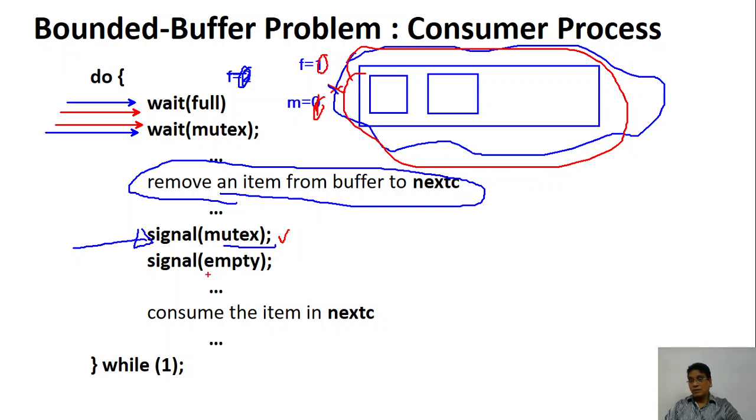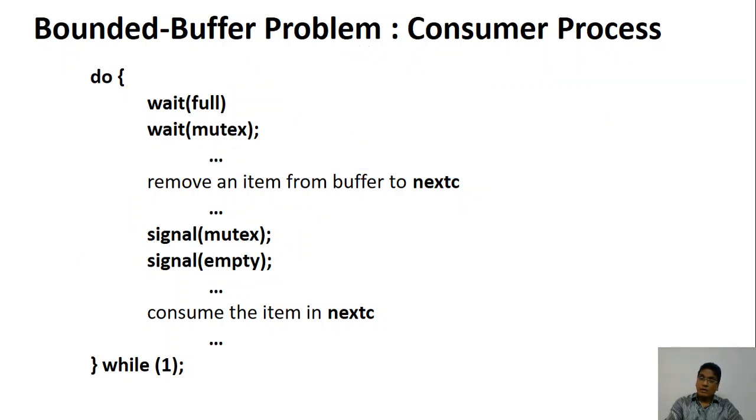What about the empty? Remember, what is the signal empty? There were two items there initially. Let me change the color. Okay, there were two items where F is equal to 2. You remember that. The first consumer will reduce it to 1. So what will happen to the empty value?